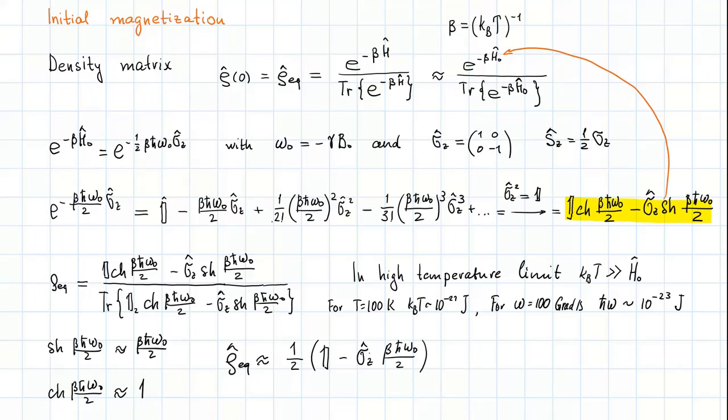In fact, the first term, the unit matrix, does not play a significant role in further computation, therefore it is omitted. Hence, we can proceed further with a reduced density matrix, which can be written as follows.